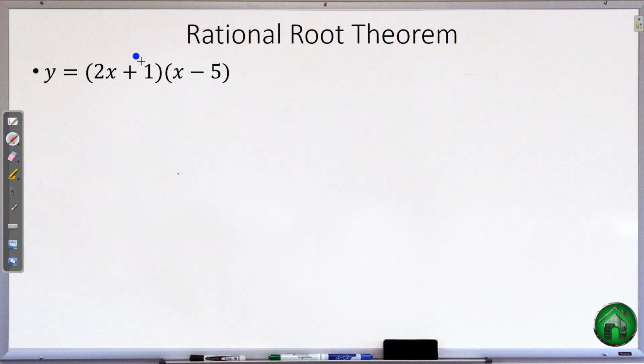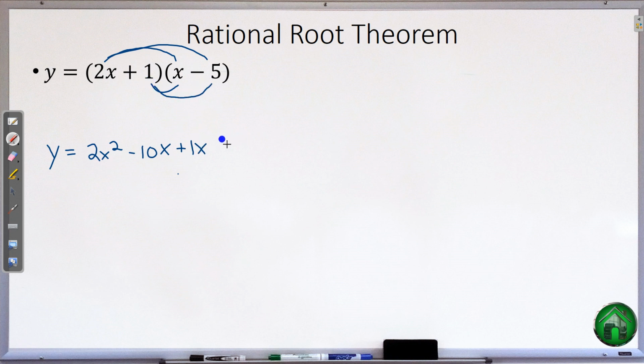So here we have a nice, easy polynomial, but it's in factored form. So we can find the x-intercepts really easily. Usually, however, you will get this in standard form. So let's get standard form. 2x times x is 2x squared. Times -5 is -10x, plus 1x, minus 5. And so the problem you would usually get is 2x squared minus 9x minus 5. So usually that's the equation you would get.